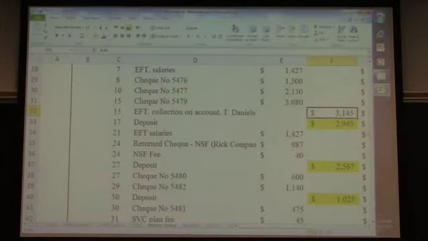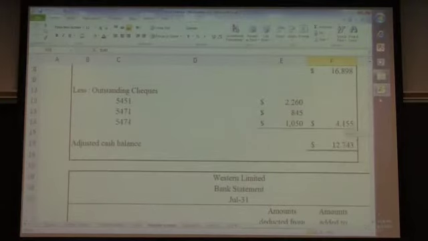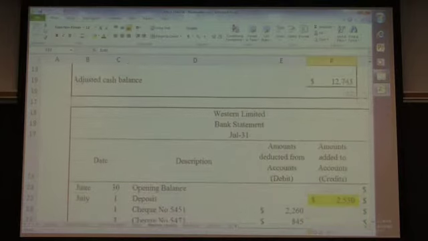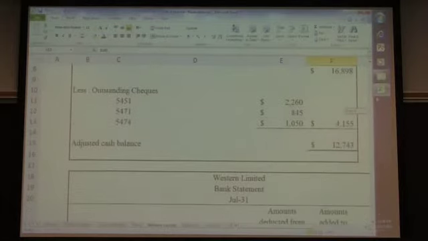So let's take a look at the checks that cleared through the bank and compare them to our records here. In the last period, we have checks 5451, 5471, and also 5474. Let's see if they have gone through the bank. We have 5451 and 5471 for $22.60 and $8.45. So the first two have gone through the bank.